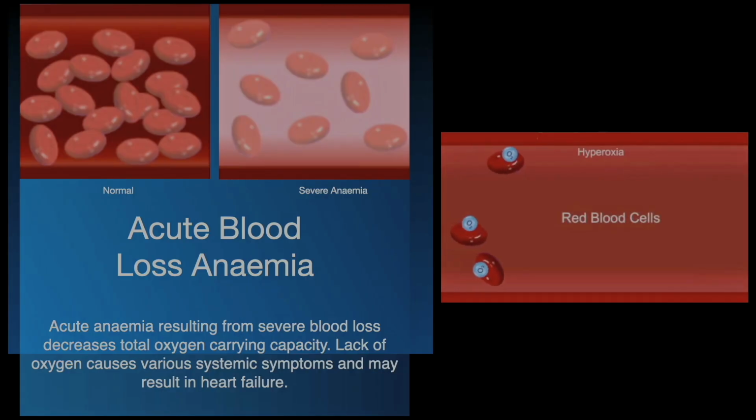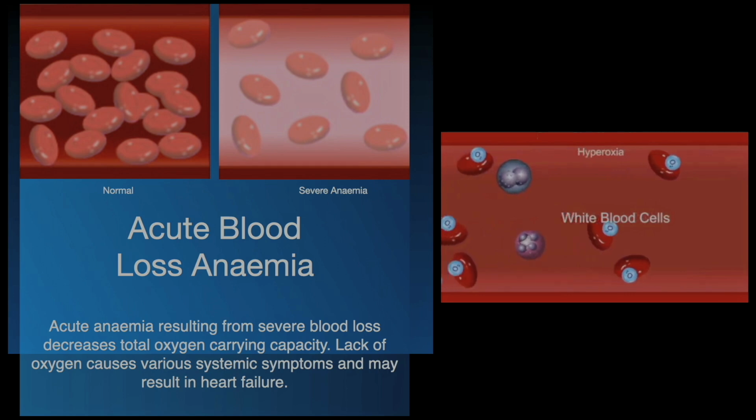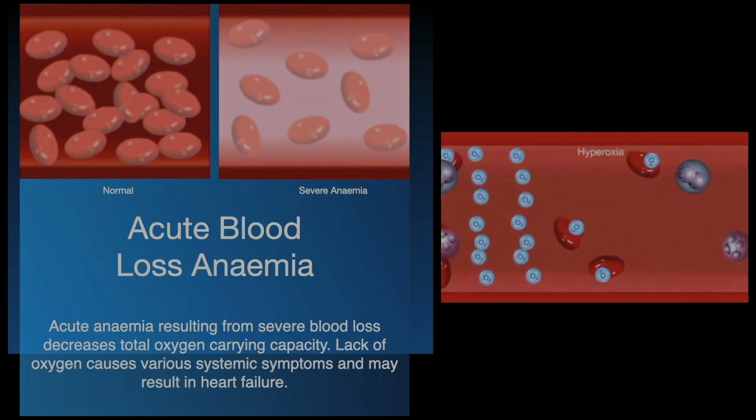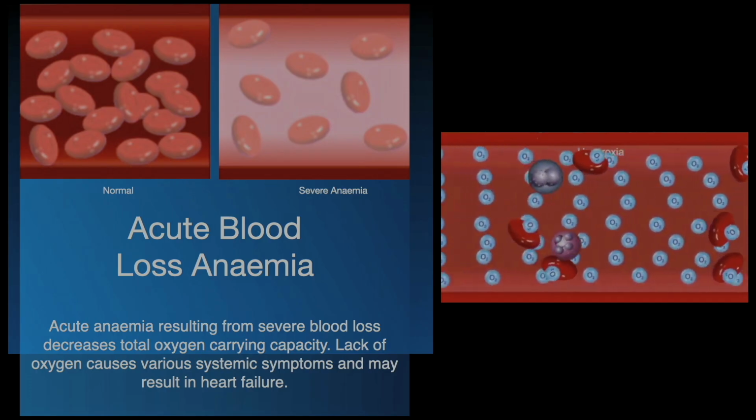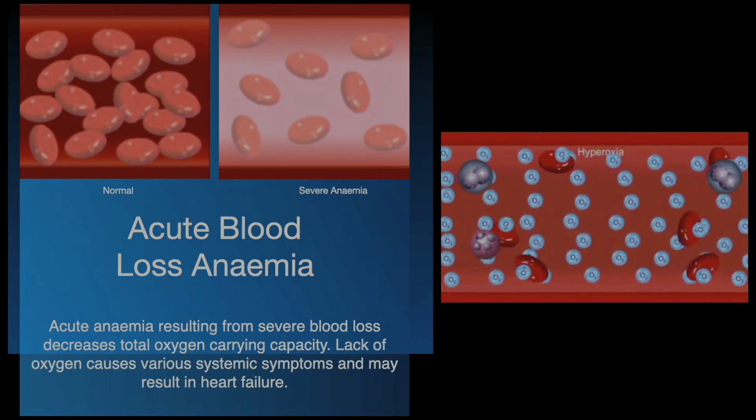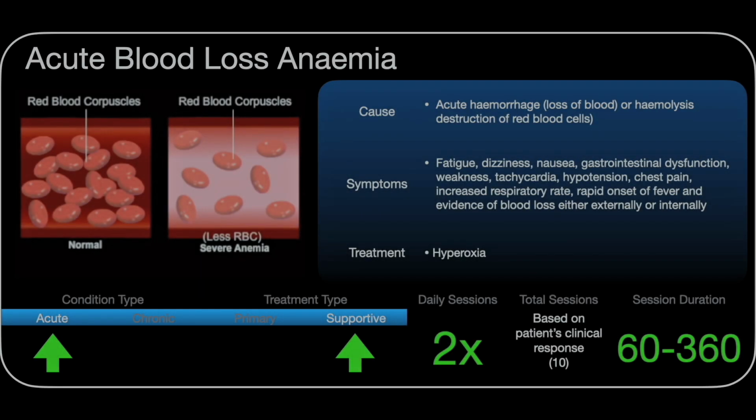Acute anemia resulting from severe blood loss decreases the total oxygen carrying capacity. Lack of oxygen causes various systemic symptoms and may result in acute heart failure. Acute blood loss anemia is considered an acute condition. The use of hyperbaric oxygen therapy is considered a supportive treatment modality.